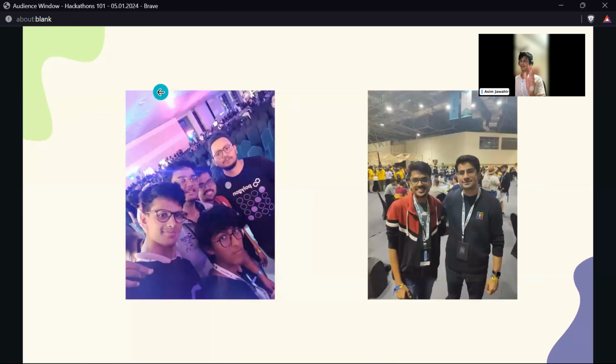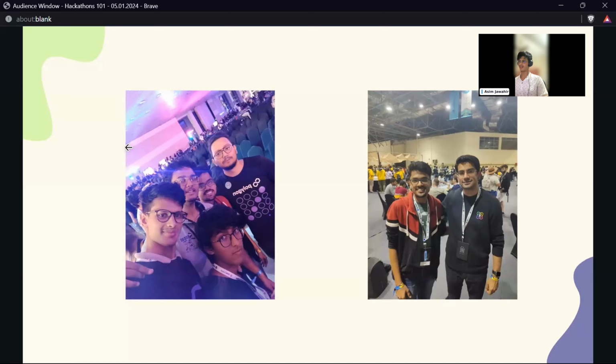Over here you can see awesome pictures from ETH India. On the left is the founder of Polygon, Sandeep Nailwal. Again, I might be butchering his name. And on the right is the CEO of ETHGlobal. Both are awesome people to meet. You get to meet such huge celebrities who are really close to you.